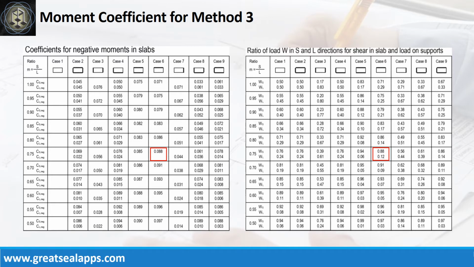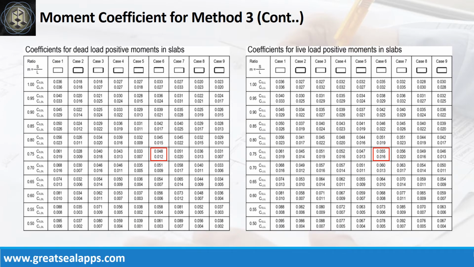Use case 6 at m equals 0.75. Refer coefficients for negative moments and shear computations. Use case 6 at m equals 0.75. Refer coefficients for dead load and live load positive moments.